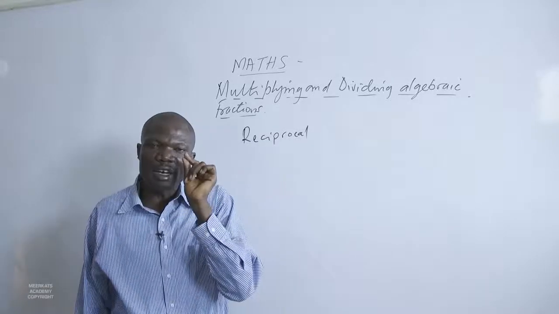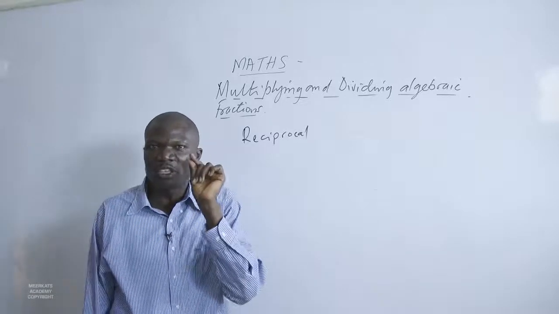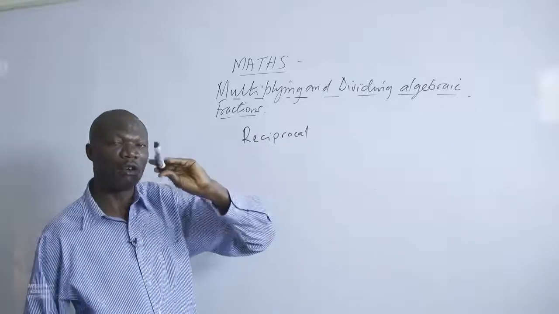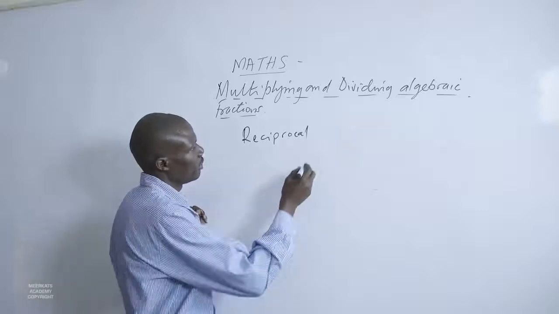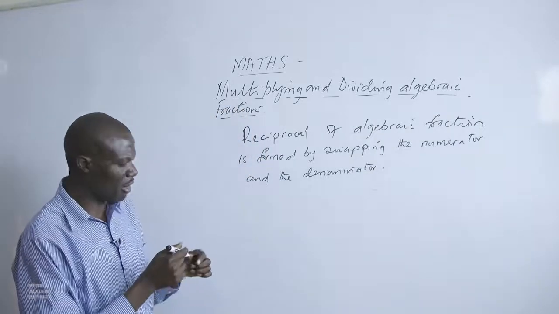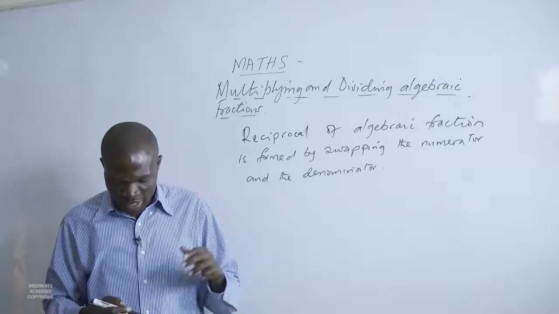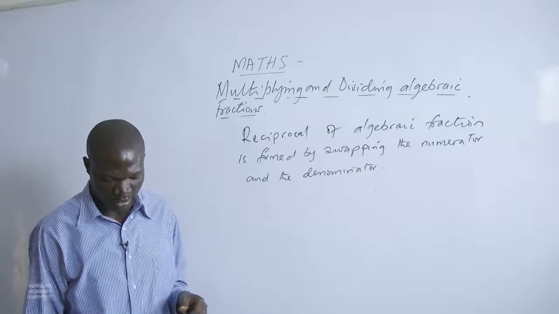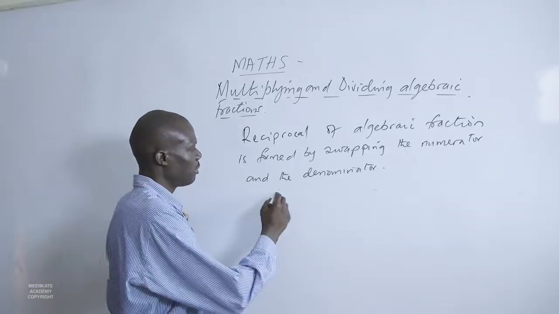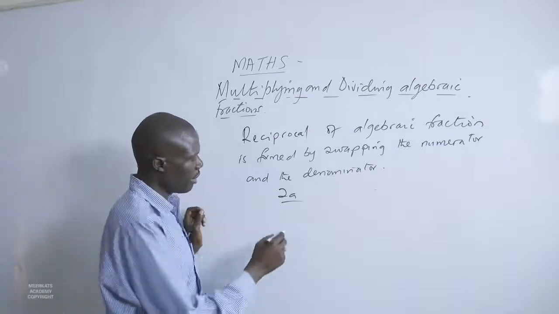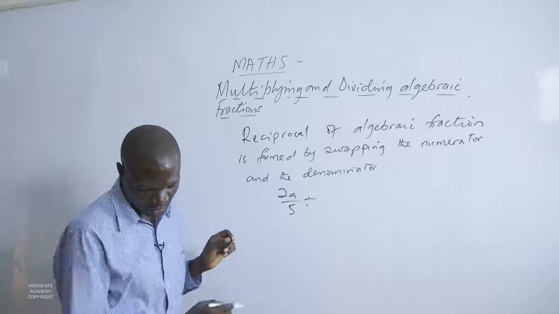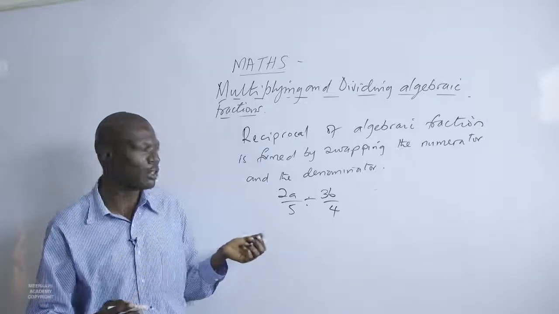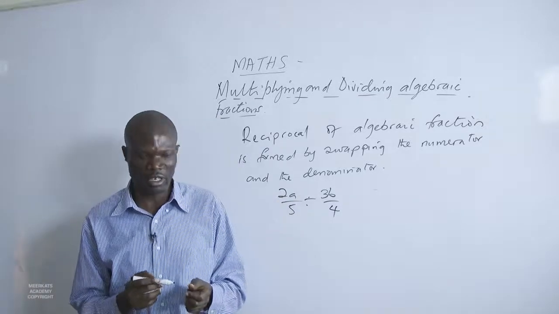Remember, the reciprocal of an algebraic fraction is formed by swapping the numerator and the denominator. How is that done? We realize that we have 2a over 5 divided by 3b over 4. 2a over 5 divided by 3b over 4.